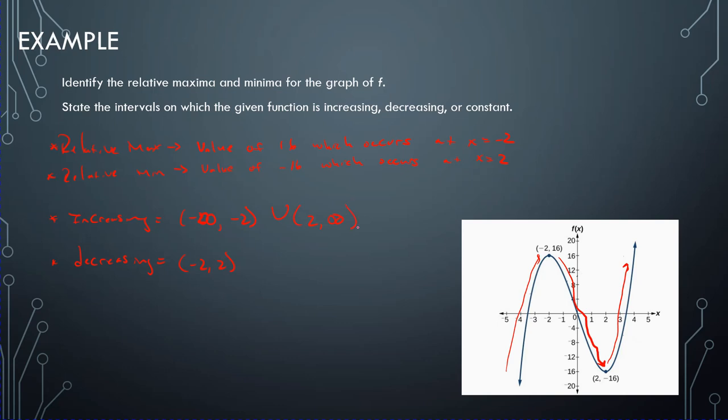So you can tell a lot just by looking at the graph, right? You can see where the relative max is, you can see where the relative min is, and then you can also observe where the function's increasing, so as you go left to right it's going up, or it's decreasing, so as you go left to right it's going down. Okay.